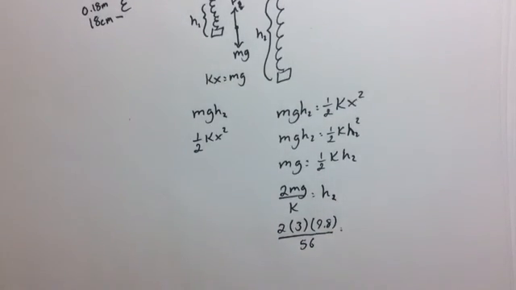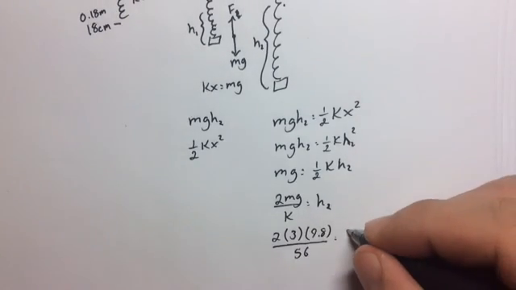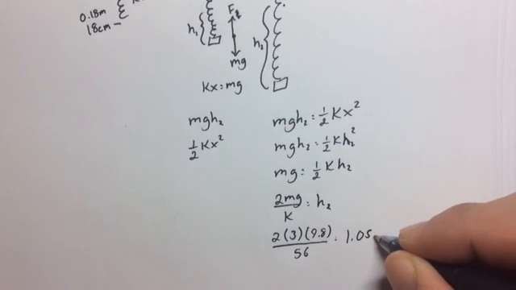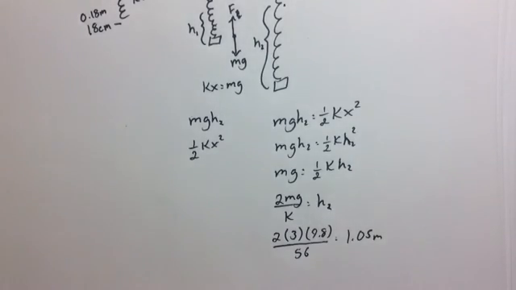Let me pull out my calculator, see what that is. Let's see, 2 times 3 is 6, times 9.8 divided by 56, and I get 1.05. So 1.05 meters is my change in height. And remember that we start off at 18 centimeters, so really I'm just going to add my 18 to that, and that should be my answer.